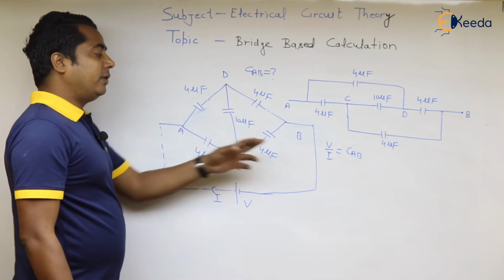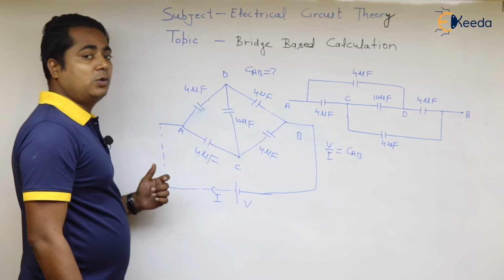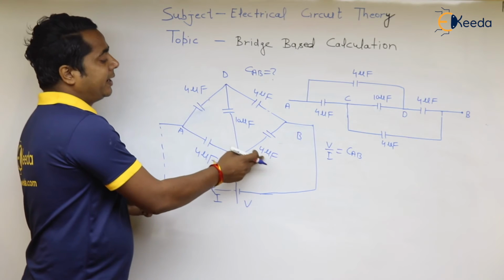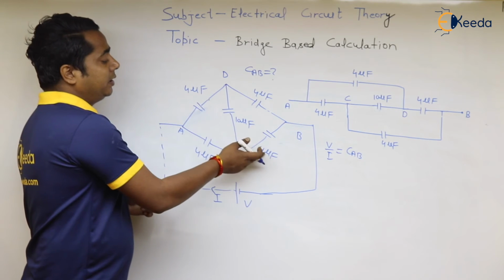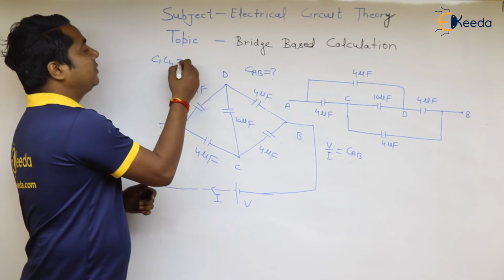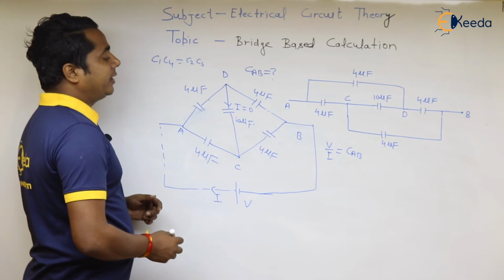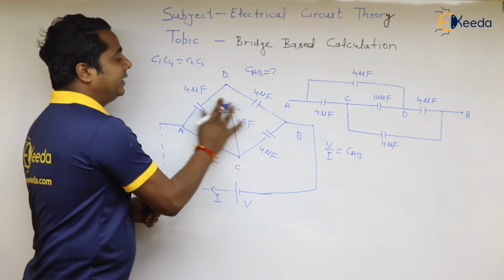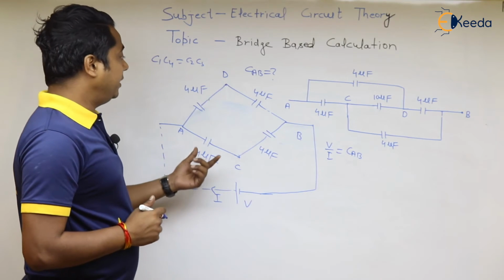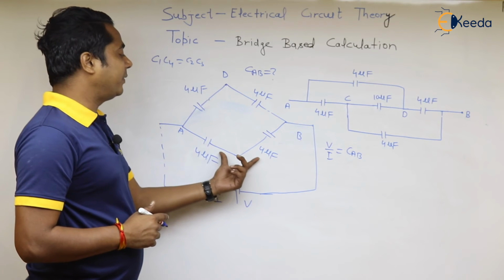So this is one way of calculating CAB, and another way is through bridge-based calculation and through series and parallel. If you see these 4 microfarad capacitors, C1 C4 is equal to C2 C3. It means there will be no current in this 10 microfarad, so we can remove it from here. Then again this 4 microfarad will be in series, and this 4 microfarad will be in series.